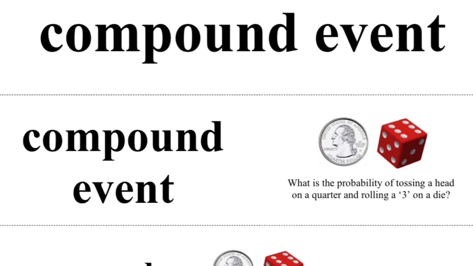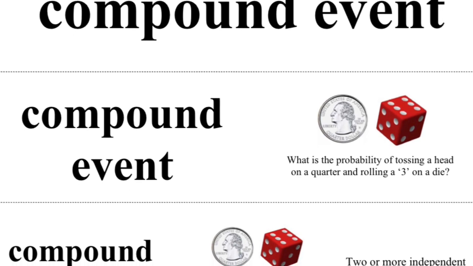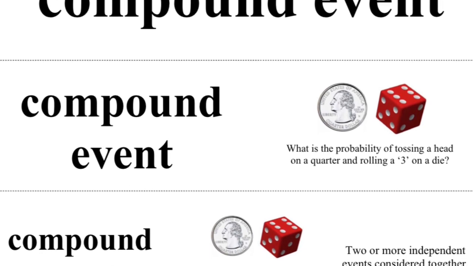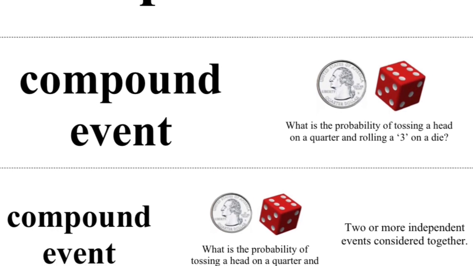Compound events are two events occurring separately and have no effect on each other. In the picture shown, I could flip a coin and roll a number cube, and the two shouldn't have any effect on each other.